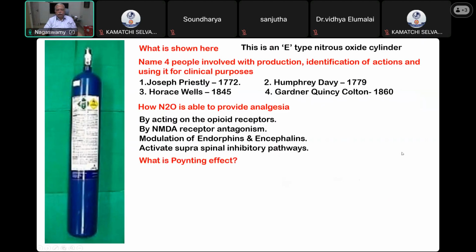What is the poynting effect? Where is it involved? When two gases of different critical temperature are mixed in a single cylinder, the gas with the higher critical temperature will have a pseudo low critical temperature.